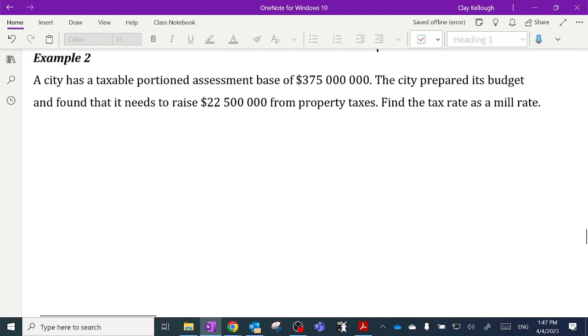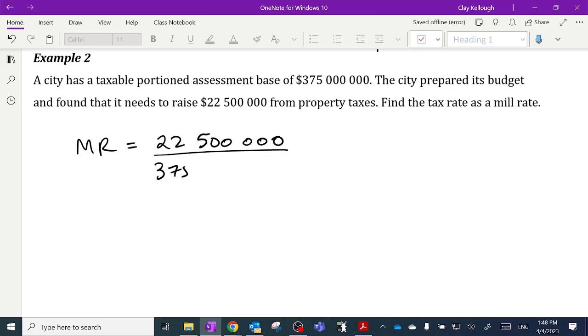Go to example 2. A city has a taxable portioned assessment base of, ooh, that's a big number, 375 million, and the budget found that it has to raise 22,500,000 to run all the things it's got to run. So my mill rate is how much the city needs divided by how much the city can tax on, times 1,000. And I'm very clumsy when it comes to punching buttons on a calculator, so I will try to simplify the calculation as much as I can.